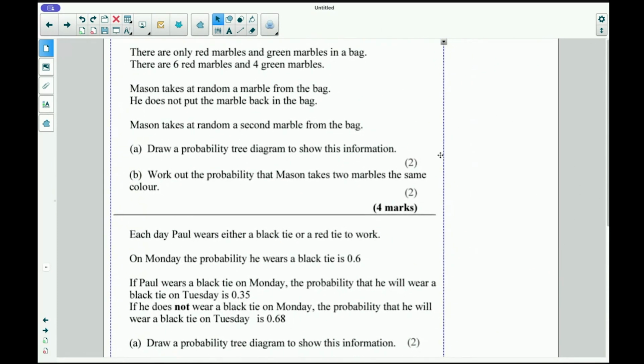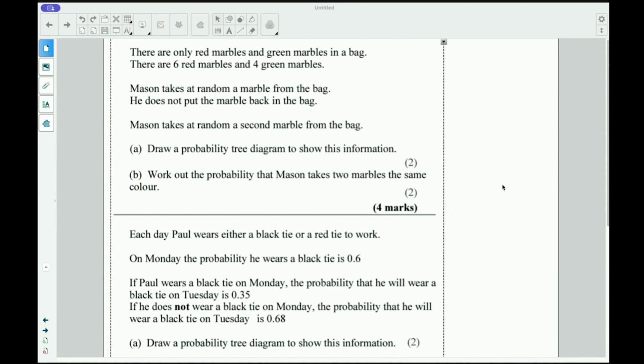So it says there are only red marbles and green marbles in a bag. There are 6 red marbles and 4 green marbles. Mason, our friend, takes a random marble from the bag, and he doesn't put the marble back in the bag. Then he takes at random a second marble from the bag. The important thing to keep in mind here is that we are not replacing that marble.